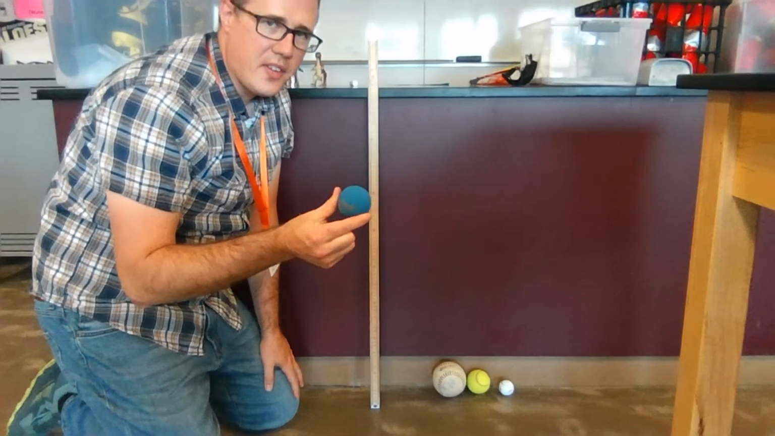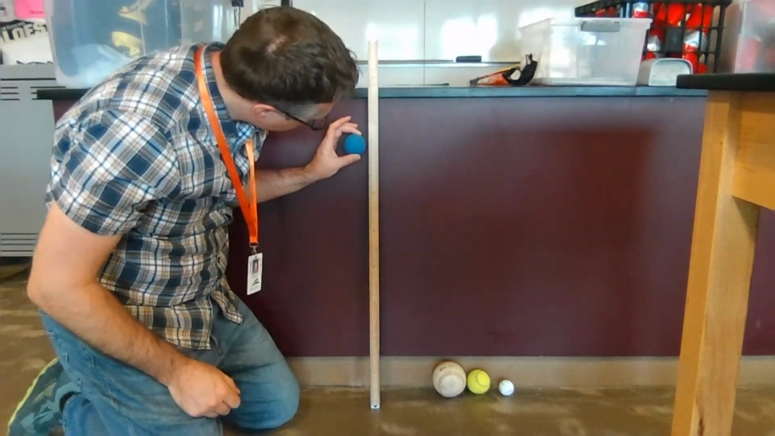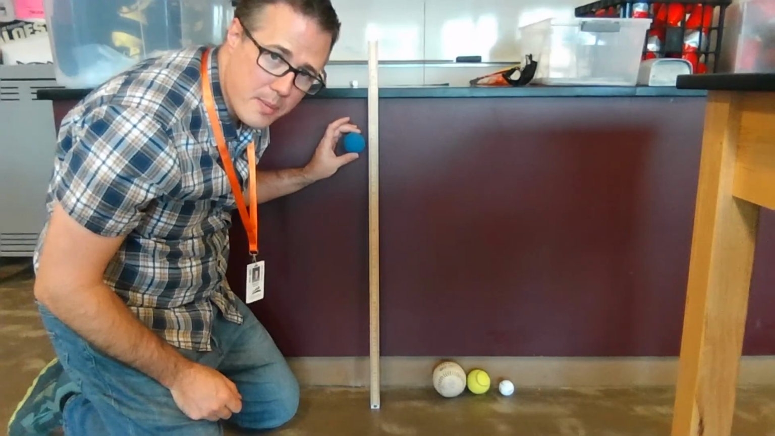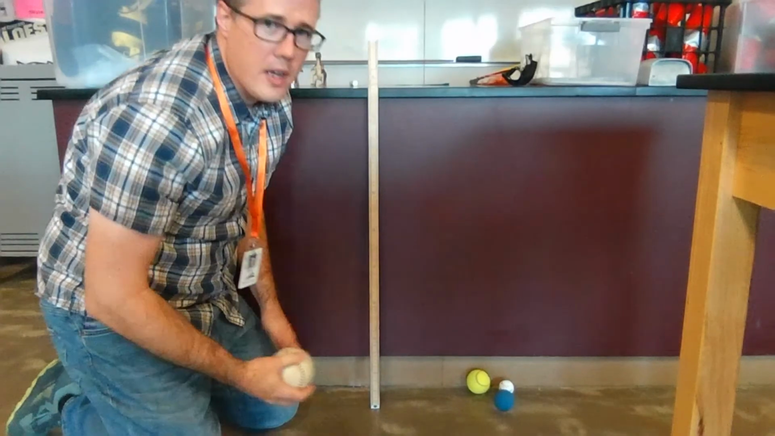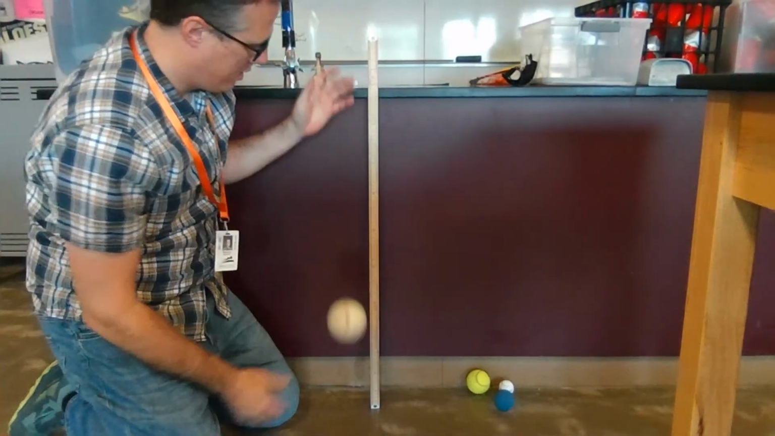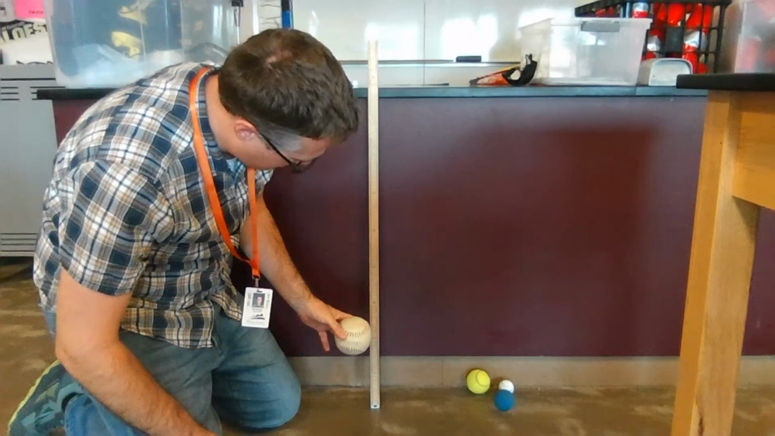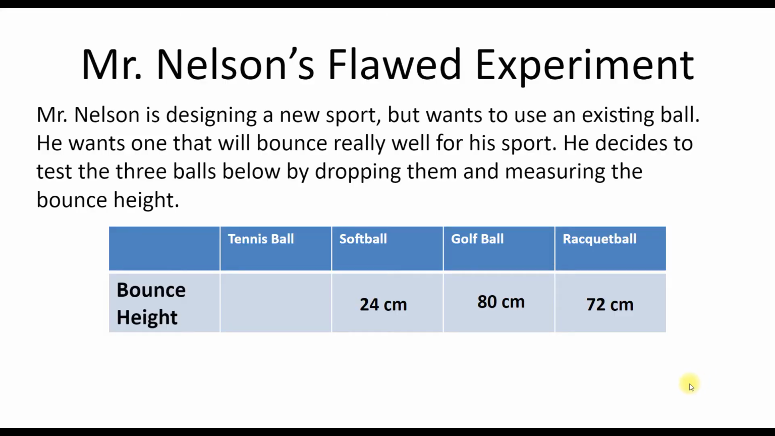The second one I'm going to test is the racquetball. I'll let it bounce, and it looks like it came up to about 72 centimeters. So I put 72 centimeters for racquetball. The next one that I'm going to test is the softball. I'll do that. Ooh. Came to about 24 centimeters. So there's 24 centimeters for softball.